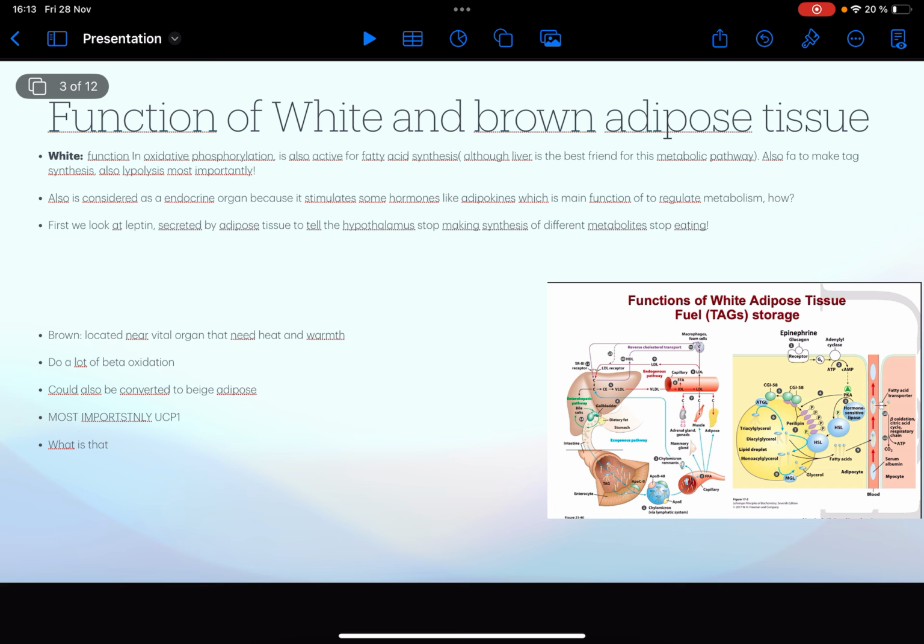This is important for fetuses and babies because they don't have a shivering mechanism. So this is their way of keeping heat in their body. That's why the brown adipose tissue is very important. Basically, it produces this thermogenin.